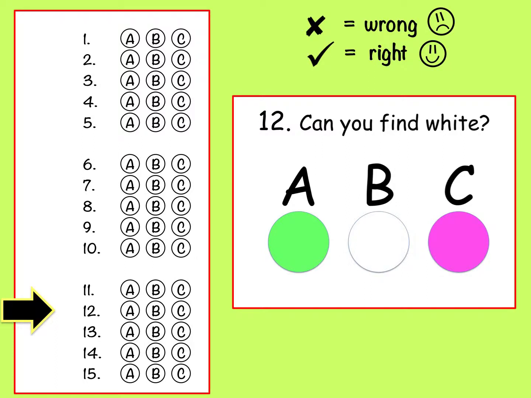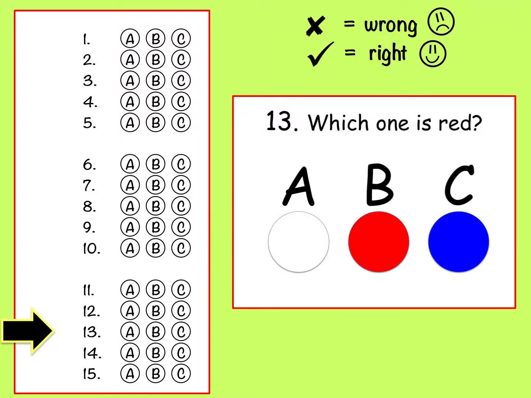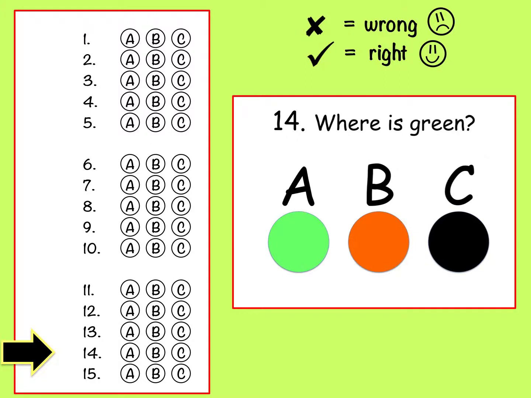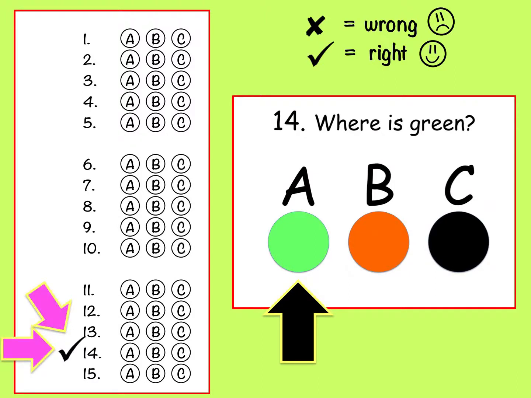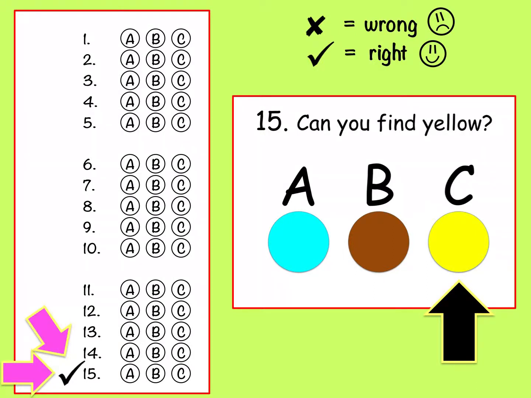12. Can you find white? B is white. Put an X for wrong and a check for right. 13. Which one is red? B is red. Put an X for wrong and a check for right. 14. Where is green? A is green. Put an X for wrong and a check for right. 15. Can you find yellow? C is yellow. Put an X for wrong and a check for right.